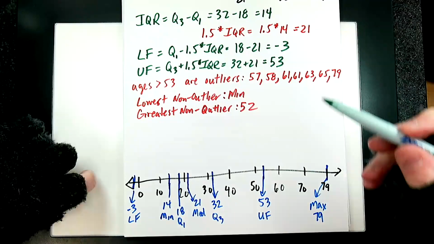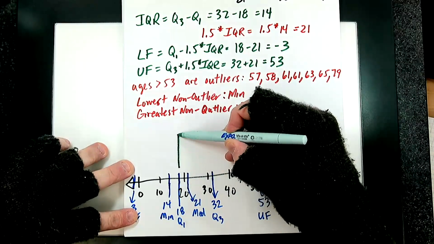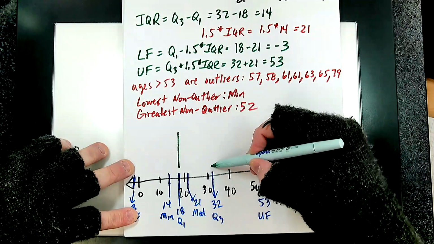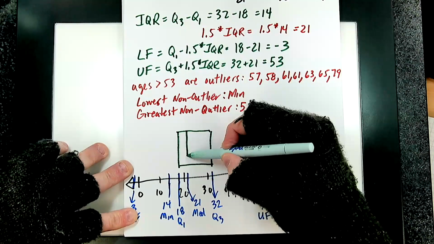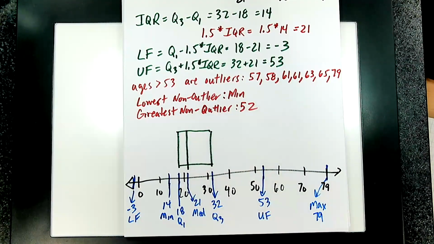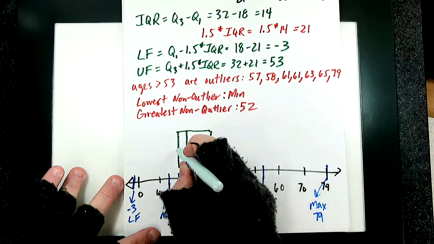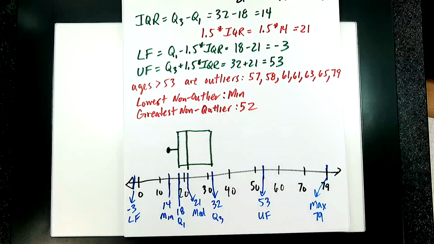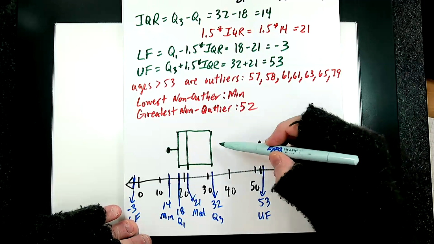All right, so our Q1 and Q3 is right here. I'm gonna put a box right here. That's my box. And I'm gonna put a vertical line where the median is. My lowest non-outlier is at 14, it's right there. And if I go to 52, which would be right there maybe, this is my highest non-outlier.